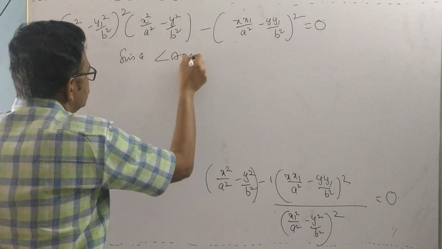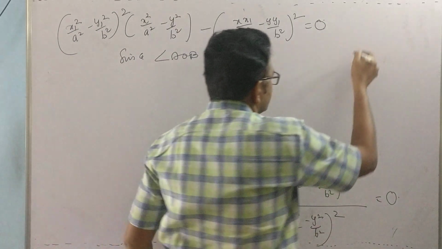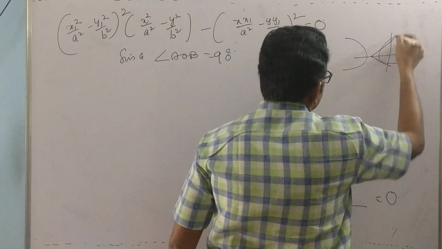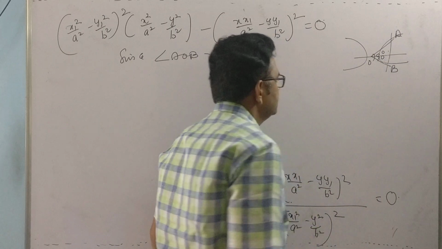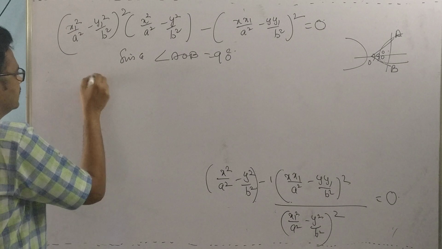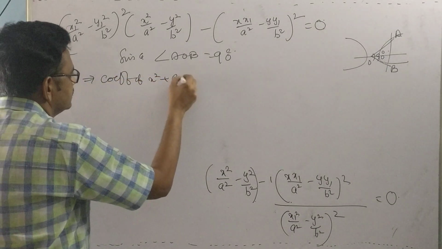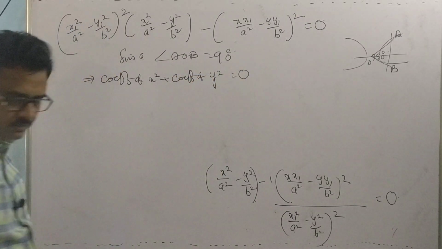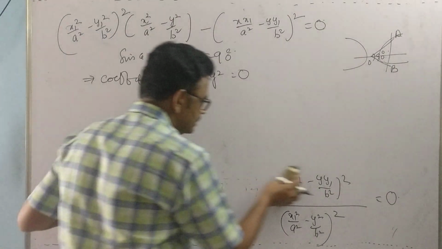Since angle AOB is equal to 90 degrees, that means what? The chord subtends an angle 90 degrees. So this is A, this is B, this is O, 0, 0. Means the pair of lines are perpendicular. So what is the condition? Coefficient of x square plus coefficient of y square is equal to 0. Now we have to write the coefficients.